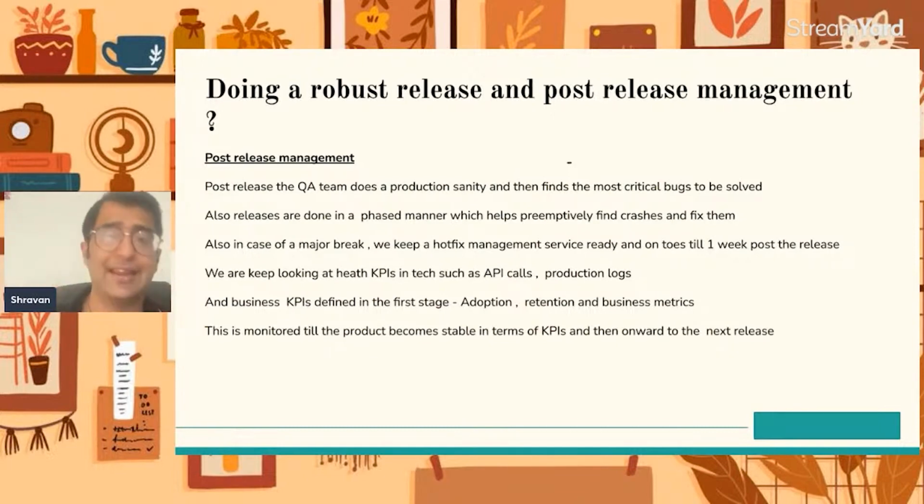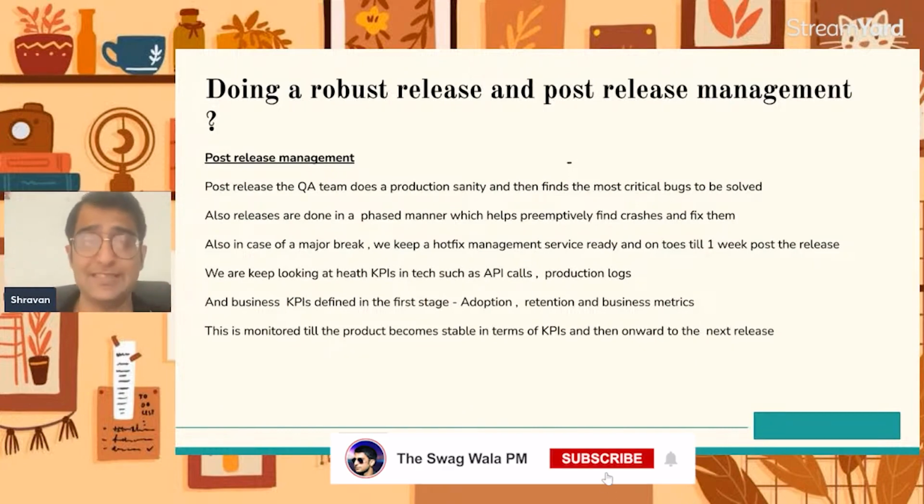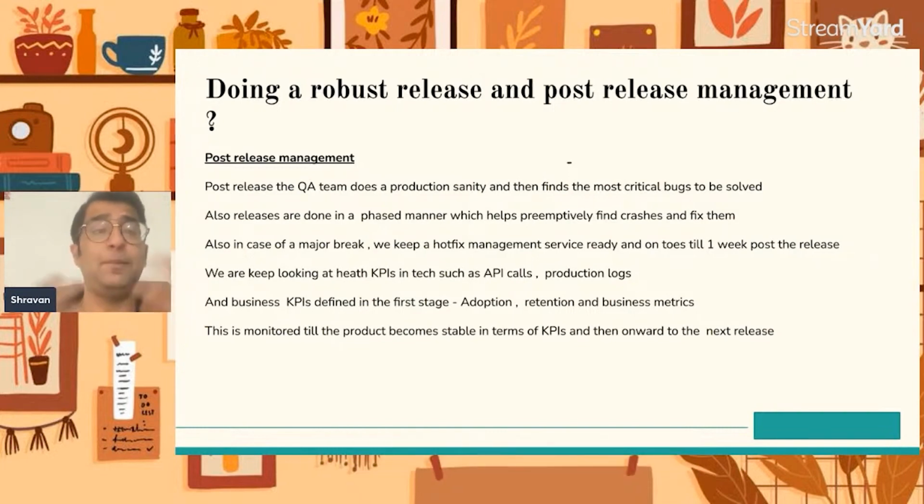They try to crash bugs and fix them, right? Then basically we keep looking at the API calls, production logs. We keep looking at all of those things in order to fundamentally understand that the product is stable, right? And we also look at the business KPIs such as adoption, retention, business metrics, things like that, so that we eventually say that the product is doing how we intended it to work. तो ये भी हम साथ में करते हैं. Starting from QA team does the sanity, the developer team looks at critical tech metrics, the business team looks at business metrics, and we keep looking at them in order to finally say that the release has done something good or not.